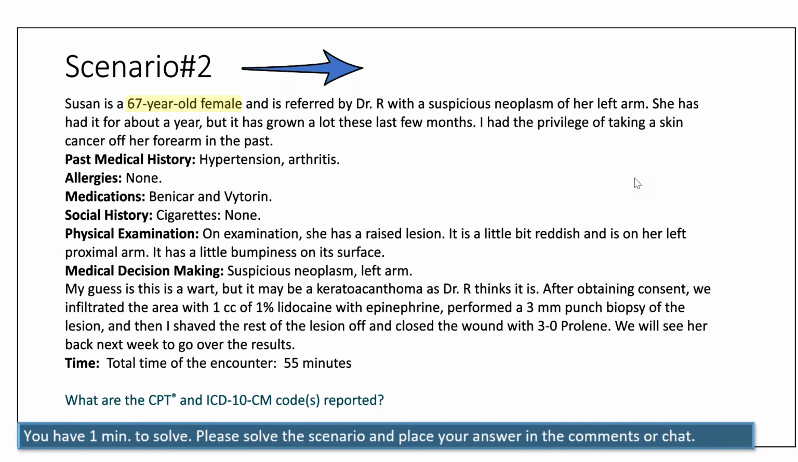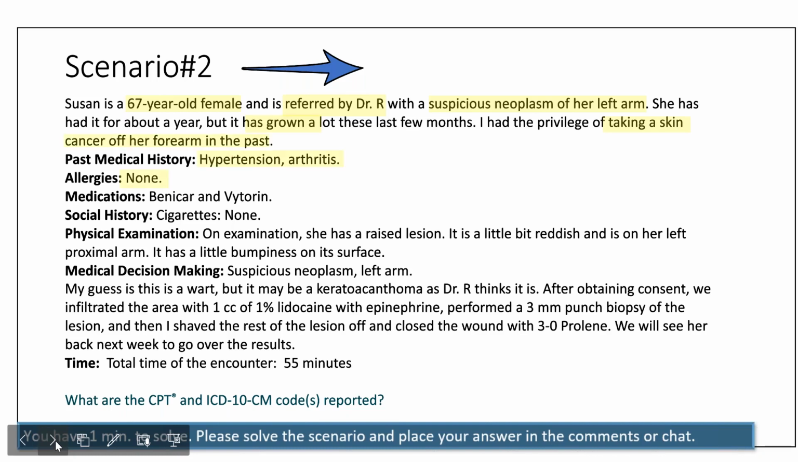Okay, coders, that was a minute. So let's look at our scenario here. I think there is some confusion amongst us. The answer is not 99204, and we will show you why it's not. So our keywords here: a 67-year-old female referred by Dr. R. She has a suspicious neoplasm on her arm. She's had it for a year, but it's grown a lot. He took a skin cancer. So this doctor took a skin cancer off of her forearm in the past.